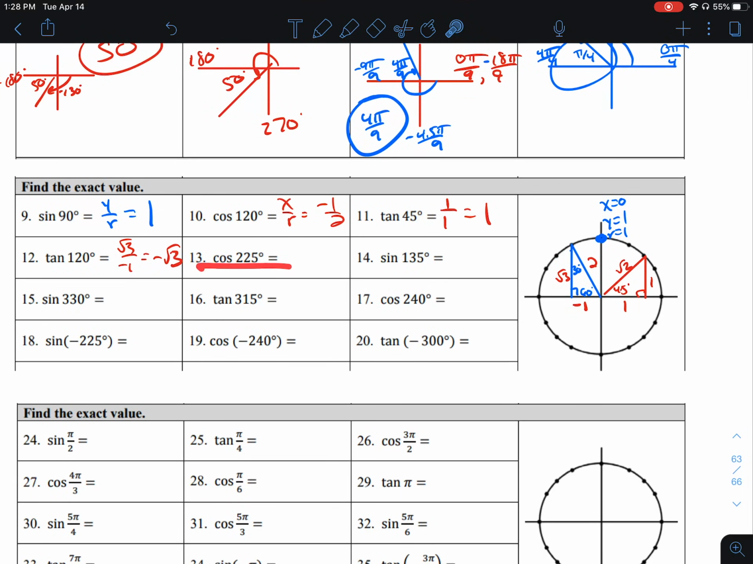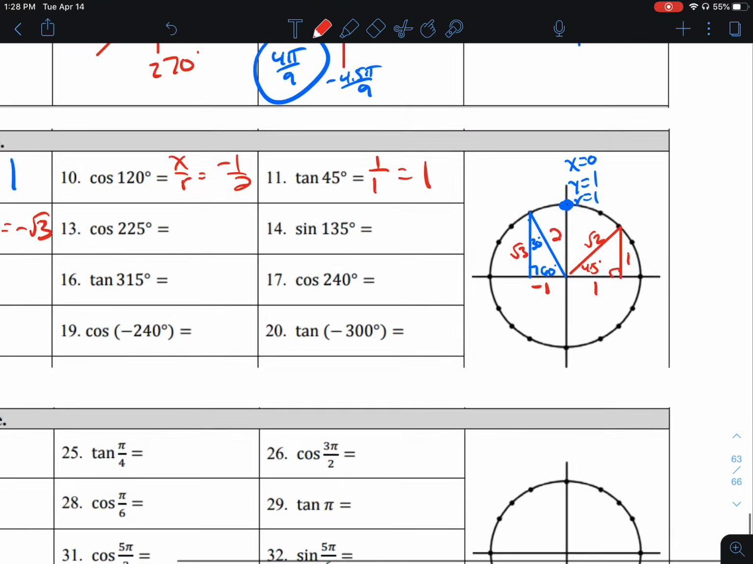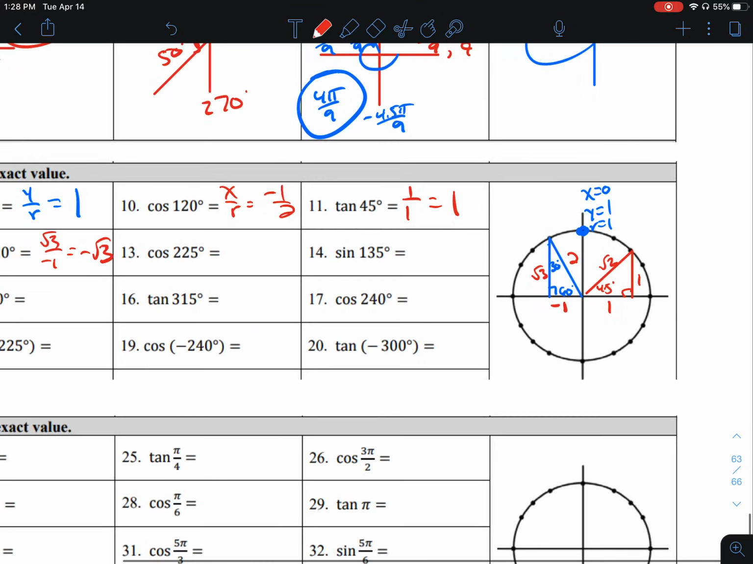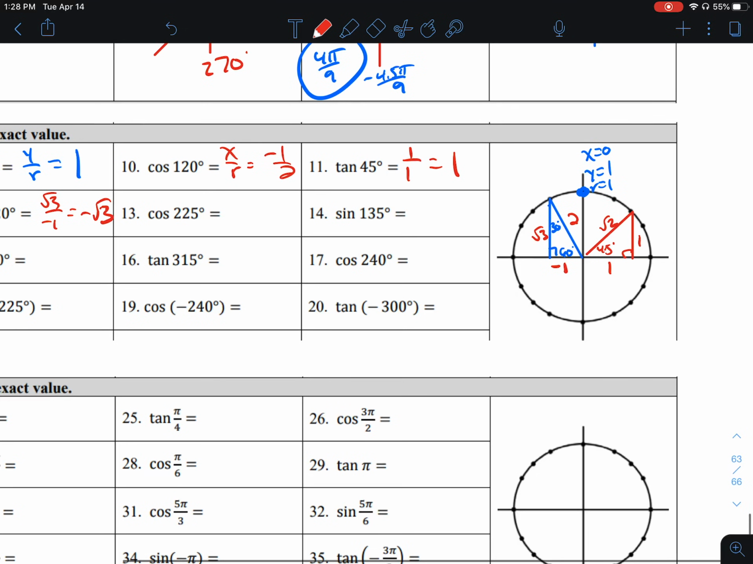We have cosine of 225. That's this next one. I hate to draw a picture over top of my picture. Well, let me just draw this off to the side here. I really should have given you a ton of work for this.